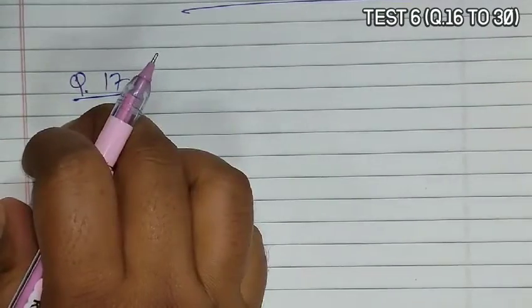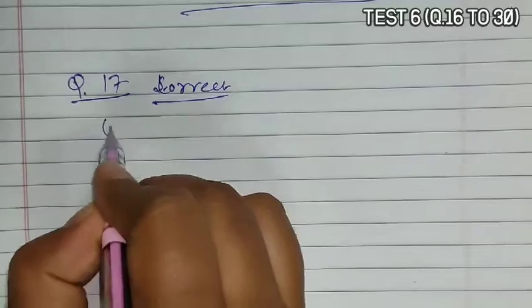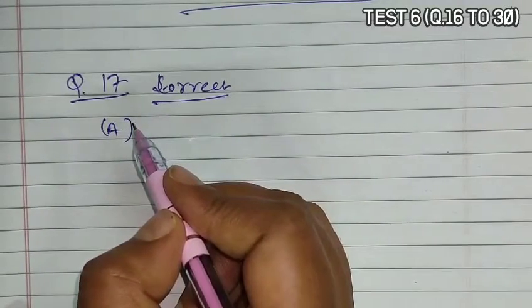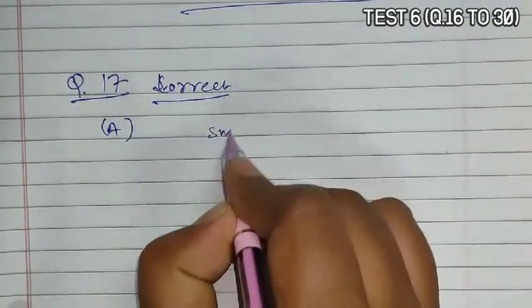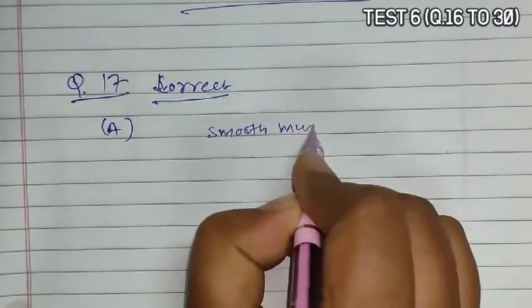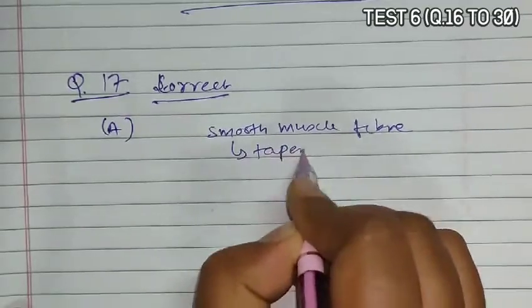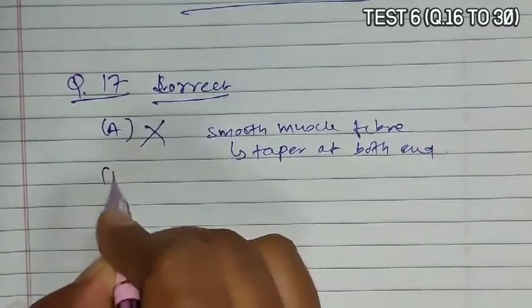Next is question number 17. Question 17 asks to select the correct pair. Statement A is given as skeletal muscle fiber tapers at both ends. So it is a wrong statement, because smooth muscle fiber actually tapers at both ends. So that is an incorrect statement.